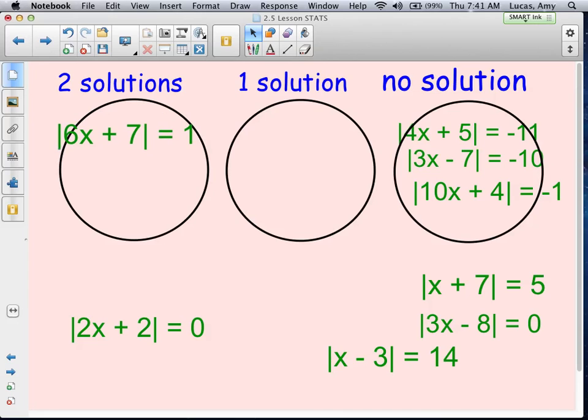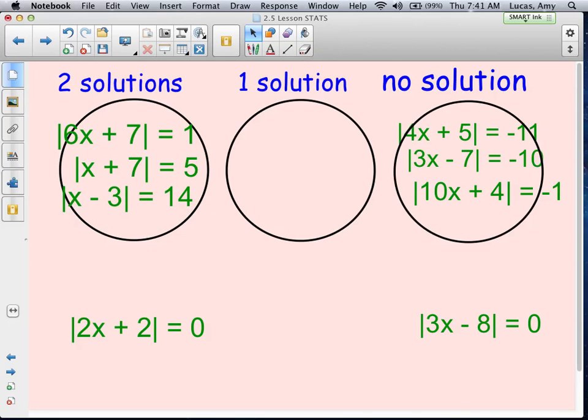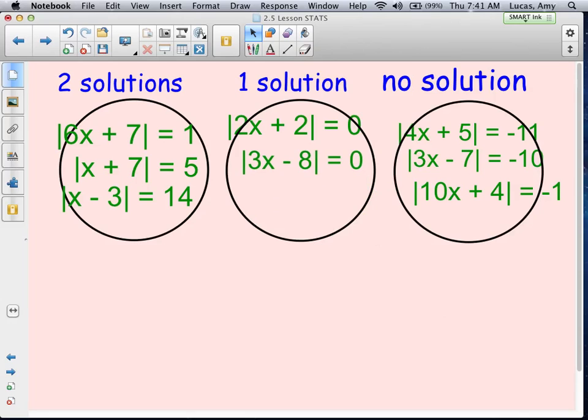2 solutions, because I could set it equal to 1 and negative 1, set it equal to 5 and negative 5, 14 and negative 14. Look at these 2. These are the 2 that have one solution, because there is no opposite to 0. If the distance away from 0 is 0, it means you're right there. You're on 0. So those you can only solve for one solution.